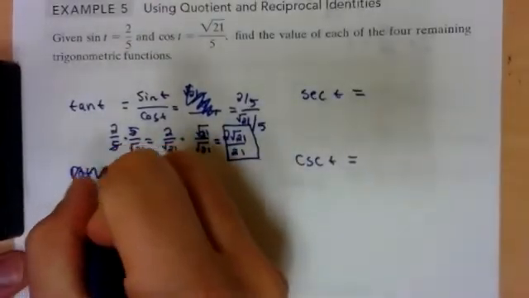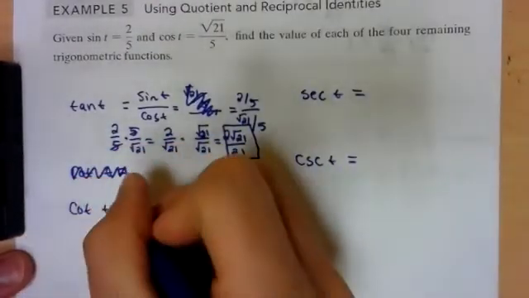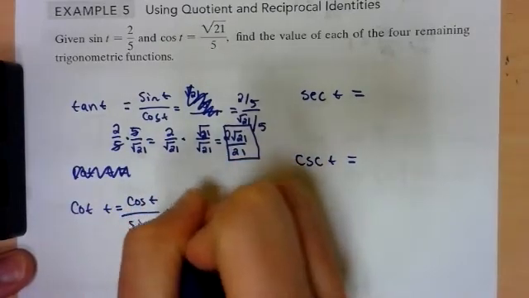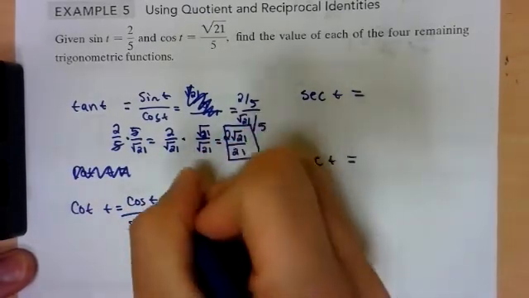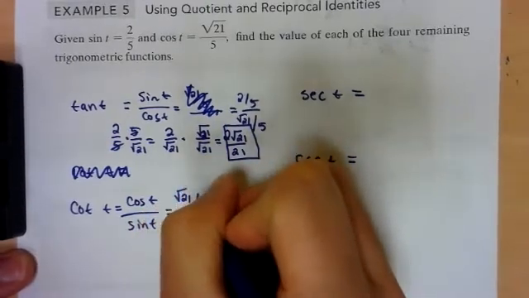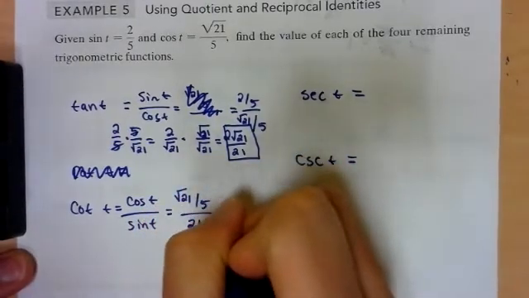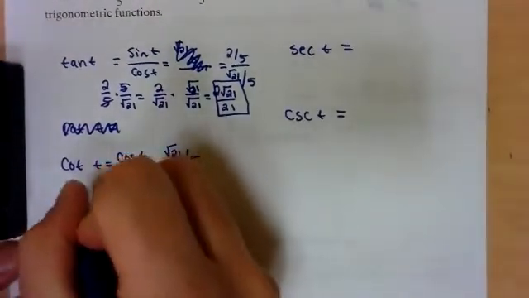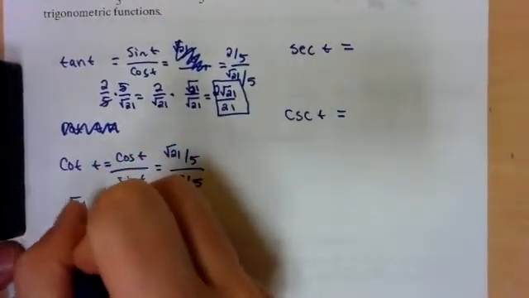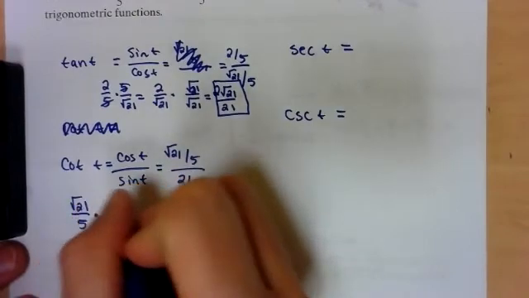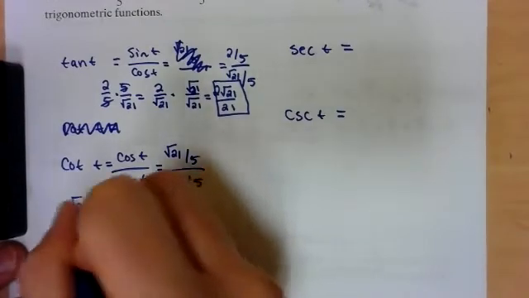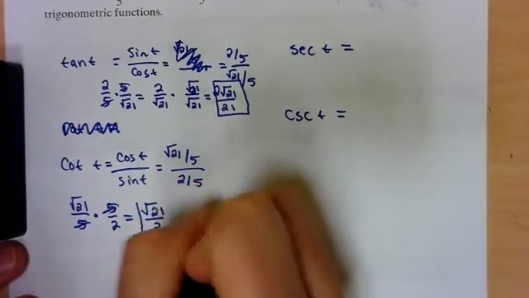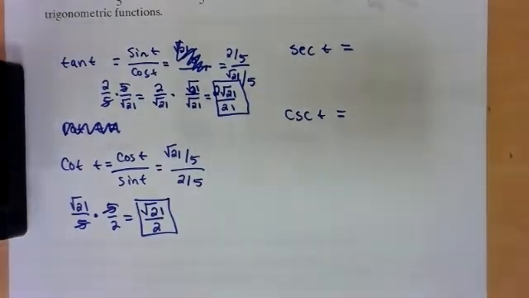Cotangent of t is cosine of t divided by sine of t, which in this case is root 21 over 5 divided by 2 over 5. And just like before, we're going to have to do the division between the fractions. So root 21 divided by 5 times the reciprocal of 5 halves. 5's divide out, and this is just simply root 21 over 2. Okay, not too bad at all.